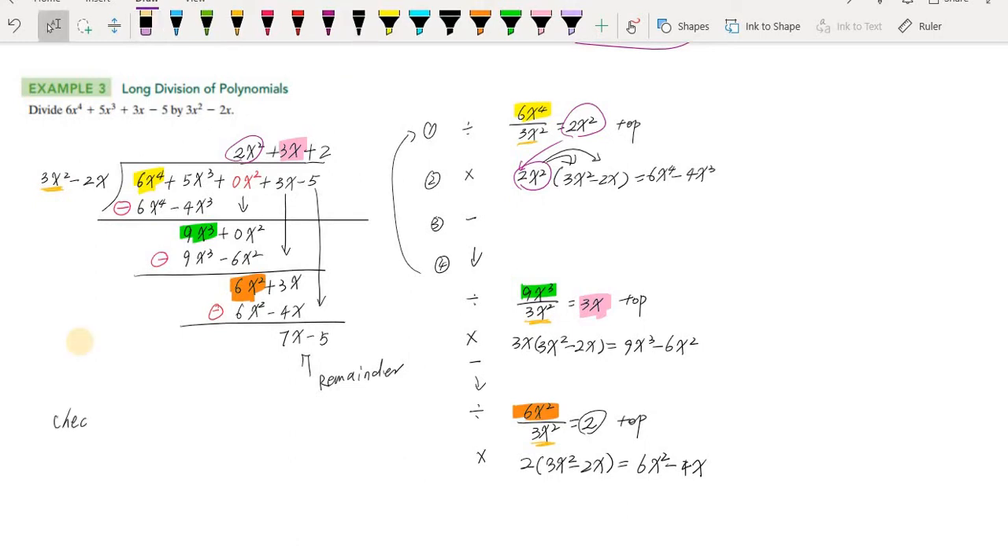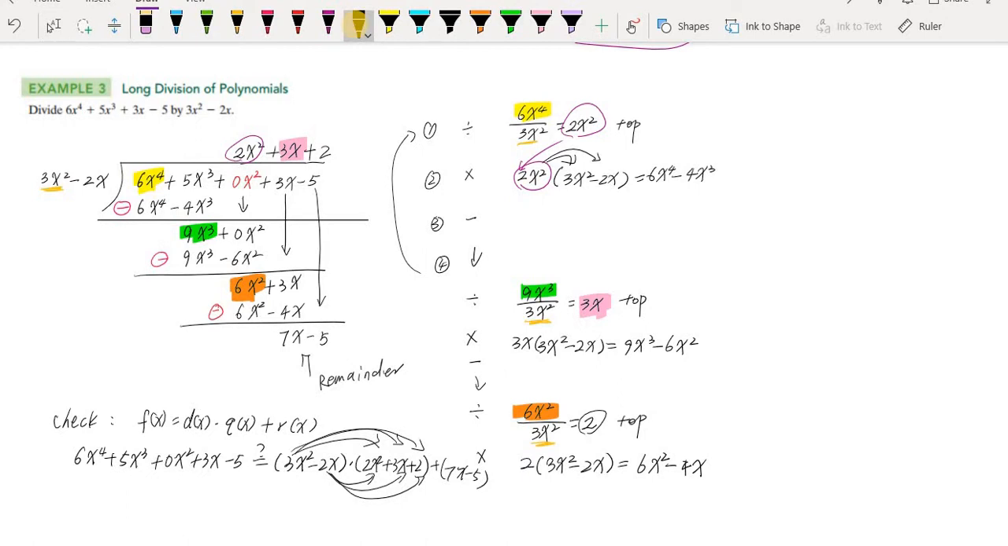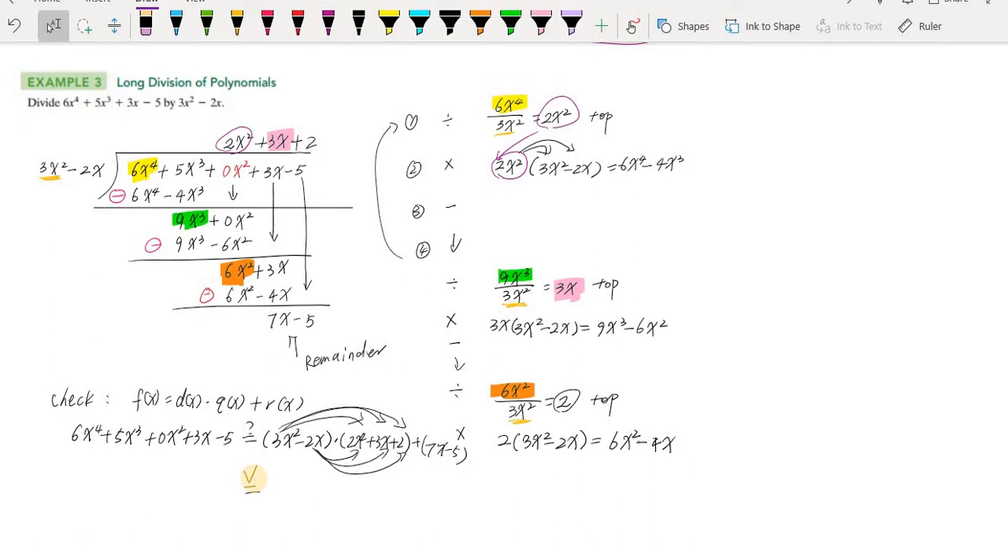Okay, let's go ahead and check our answer. So I know f of x equals d of x multiply q of x plus r of x. So that will be 6x to the fourth power plus 5x to the third power plus 0x squared plus 3x minus 5. I'm going to check this. It's going to give me the divisor 3x squared minus 2x multiply the quotient 3x plus 2, and then plus the remainder. That will be 7x minus 5. Okay? If you can finish your test early, I highly recommend you actually do this. So basically that's how you check your answer.